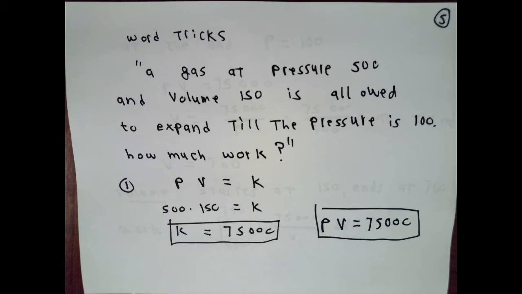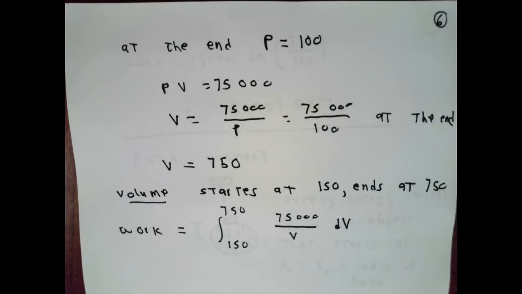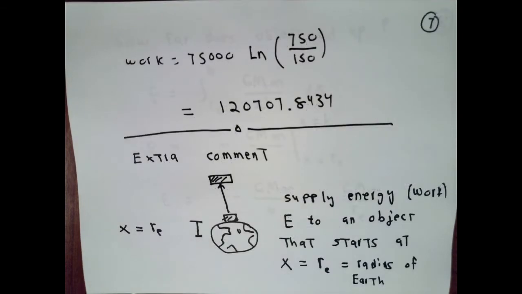As before, we have to use pressure times volume equals constant to figure out the value of the constant. This is straightforward. After the gas has expanded, the pressure is 100. So I didn't explicitly tell you what the volume was, but from the pressure times volume equals constant rule, the ending volume is easily found. After that, setting up the integral is straightforward as before. And then it's a simple matter to calculate the amount of work.